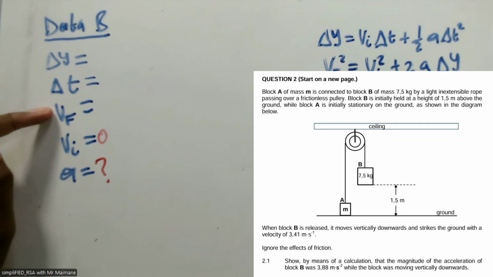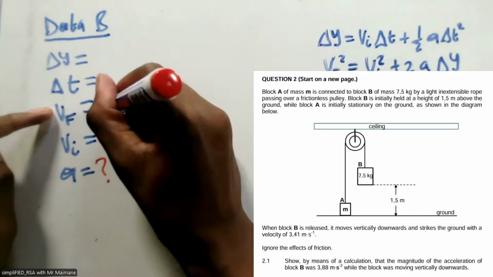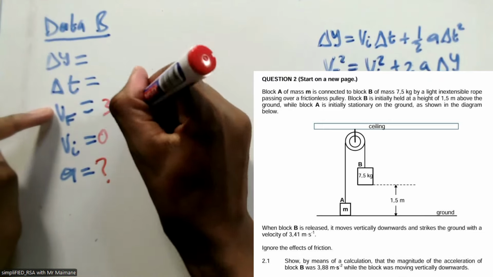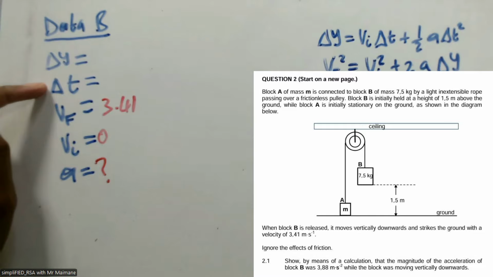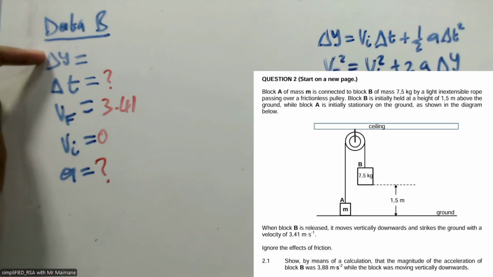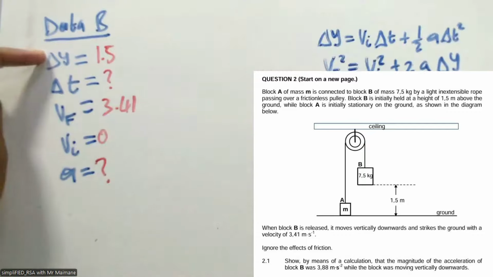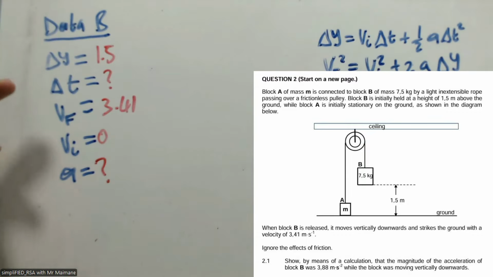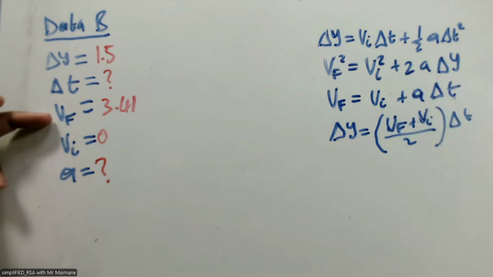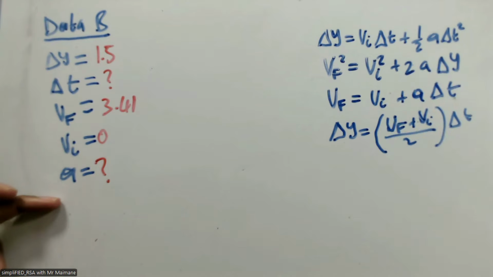The final velocity is when block B is released, it moves vertically downwards and strikes the ground with a velocity of 3.41 meters per second. That means our final velocity is 3.41. We don't know the time it took block B to strike the ground, but we know the height block B was at. So we know that change in y is 1.5 meters. Having the three known variables, which is change in y, v final, and v initial, it is easy for us to determine the acceleration in question.